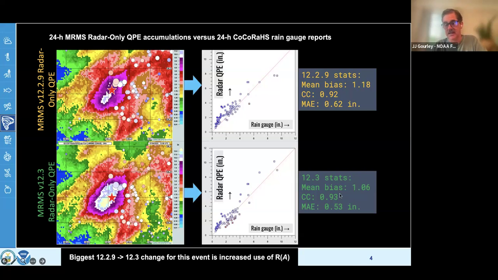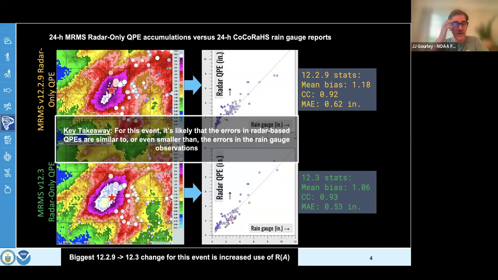And so if you look at the stats, they're really solid with 12.3, because the bias is basically unbiased, with a very high correlation coefficient. Our takeaway, at least for this event, and I'm not going to say this for everywhere all the time, is that the errors in the radar-based rainfall estimates are similar to, maybe even smaller than, what you get from the rain gauge observations themselves, because the rain gauges are going to have errors due to undercatch, representativeness, wind, and things like that. But this is about as good as we can expect with radar.